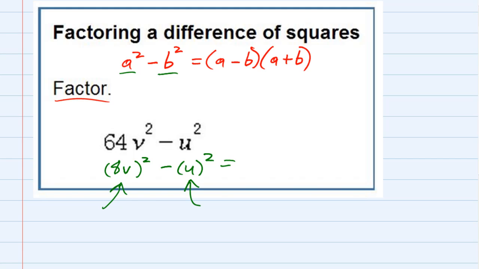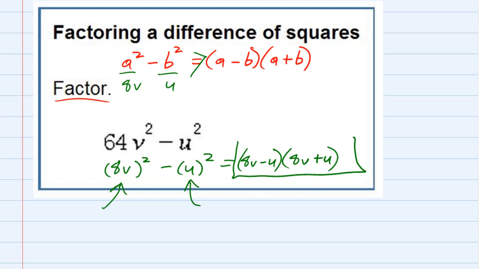So using this formula up here and going this way, if my a were 8v and my b were u, then I would replace a with 8v and I would replace b with u, and I would have 8v minus u and then 8v plus u, and that would be our factored form. So rewriting it in this step right here is very helpful.